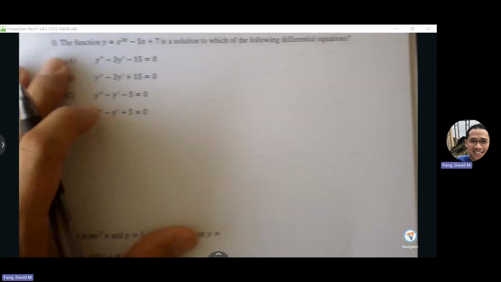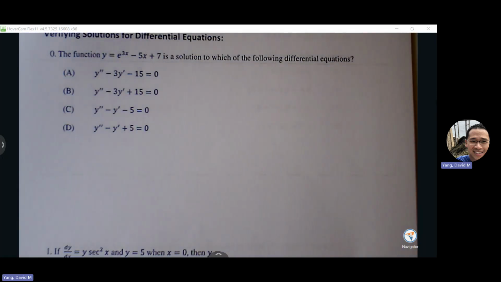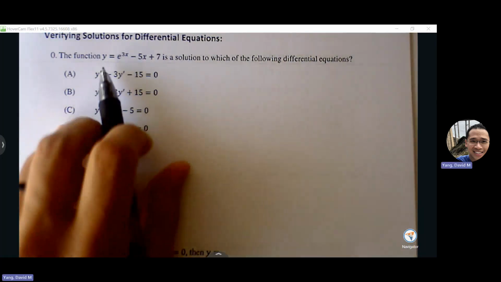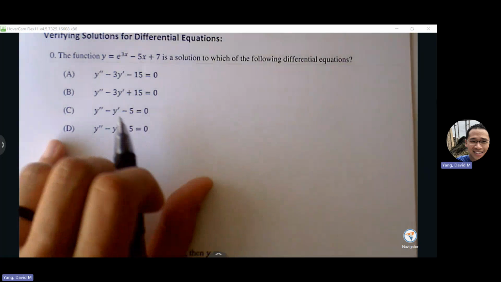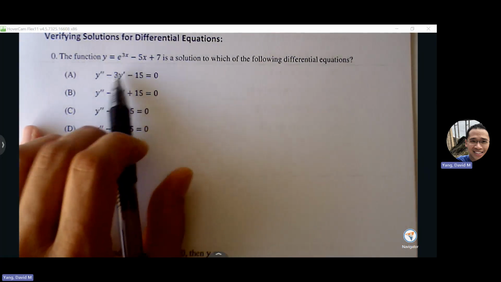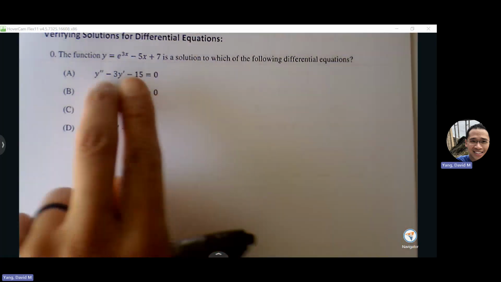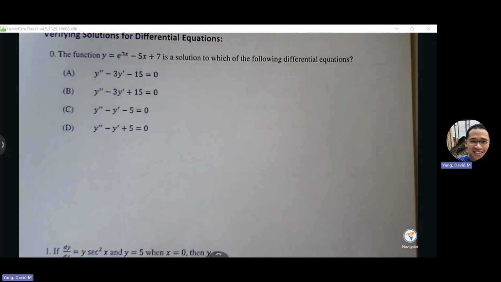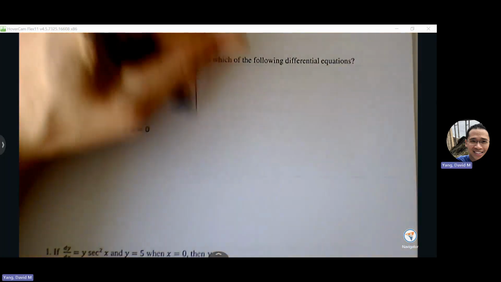Okay, it says the function e to the 3x minus 5x plus 7 is a solution to which of the following differential equations? So all of our answer choices have y double prime and y prime in them. And so let's just do some information gathering. Let's build out y prime and y double prime, and then see if we can find our substitutions for these, see which one is going to end up being the true statement. Okay, so let's do that.